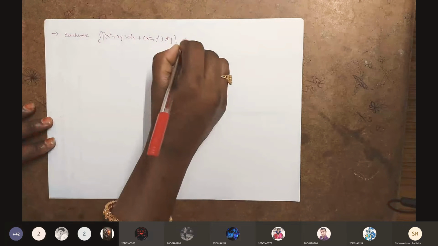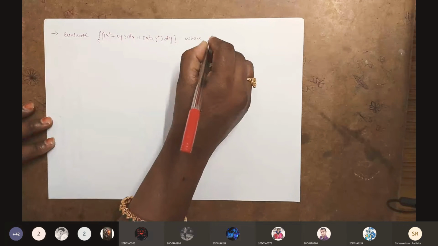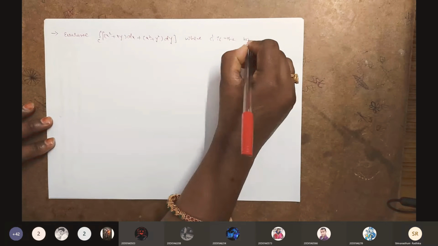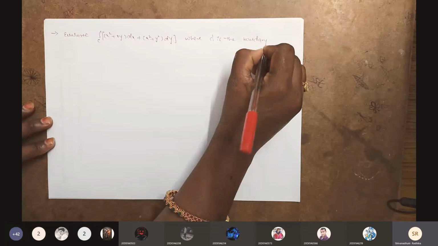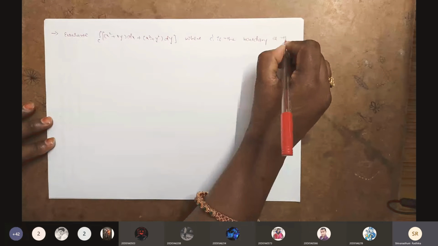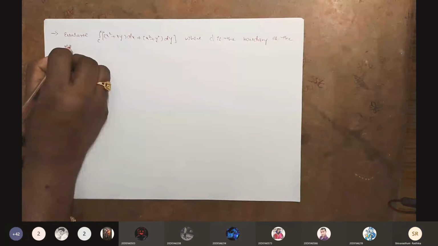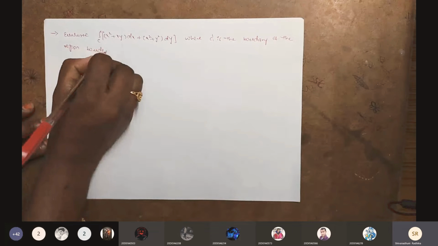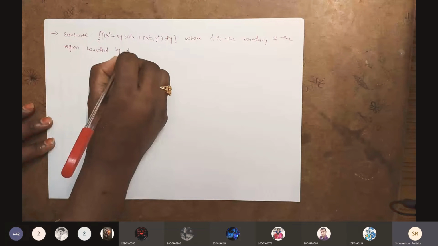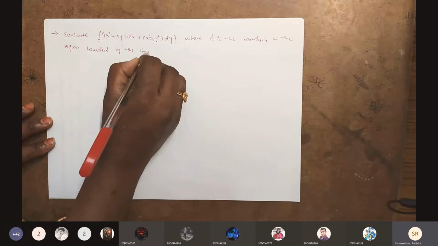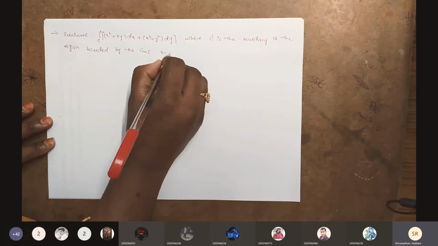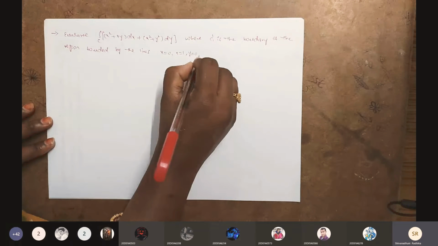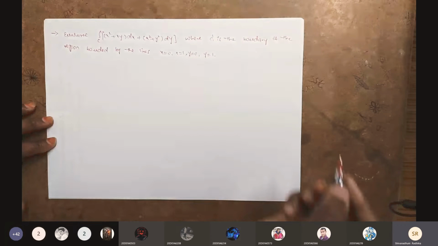where C is the boundary of the region bounded by the lines x equals 0, x equals 1, y equals 0, and y equals 1.